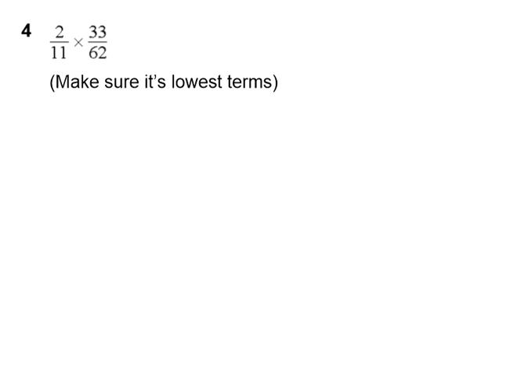Question 4, we have a fraction multiplication question. Now, it says make sure it's in lowest terms. So you could, if you wanted to, multiply the numerators and multiply the denominators, and then take that answer and reduce it to lowest terms. But the reason why we chose this question is because cross reduction here works really well. If we think about 2/62, and we reduce that to lowest terms, we'd have 1/31. If we reduced 33/11 to 3/1, we would end up with a final answer of 3/31, which is your answer in lowest terms.